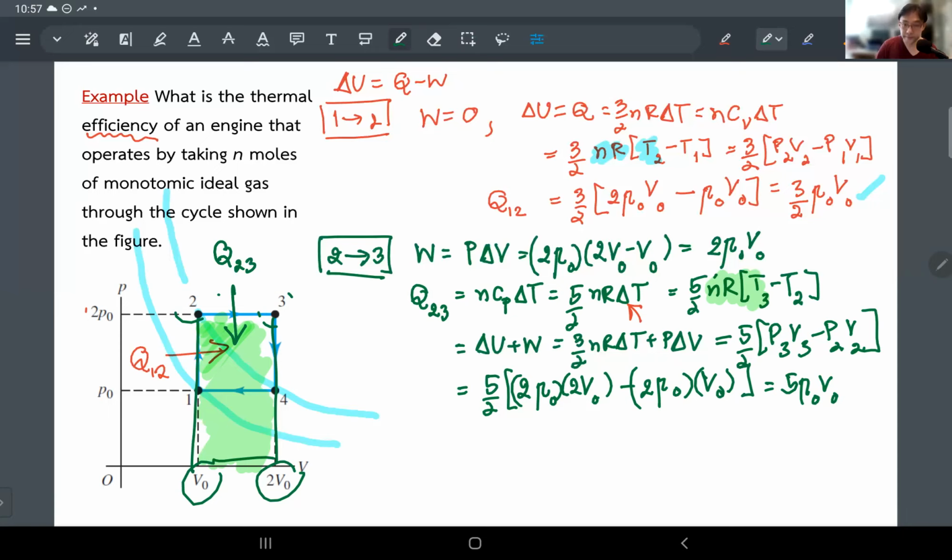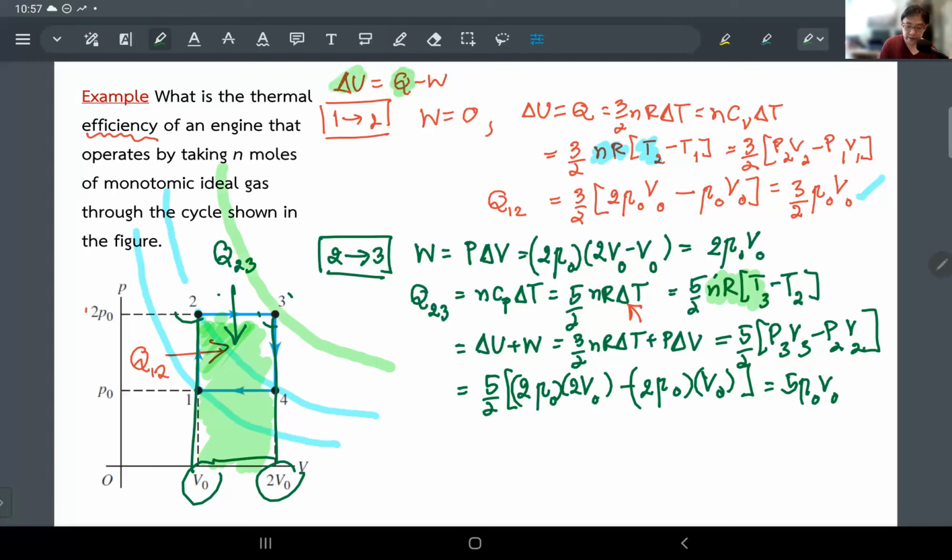Okay, very good. And still, if you really want to just talk about the delta U, the delta U is also positive because point number 3 is still at a higher temperature. Draw another isotherm right there if you want to.